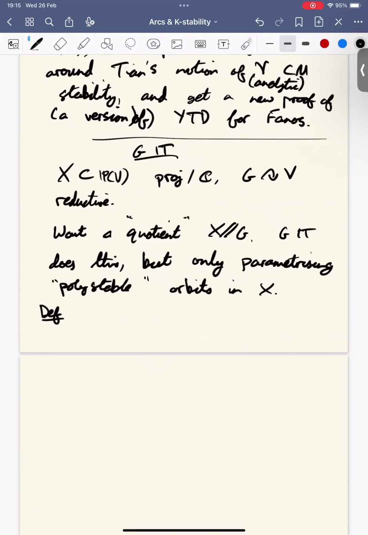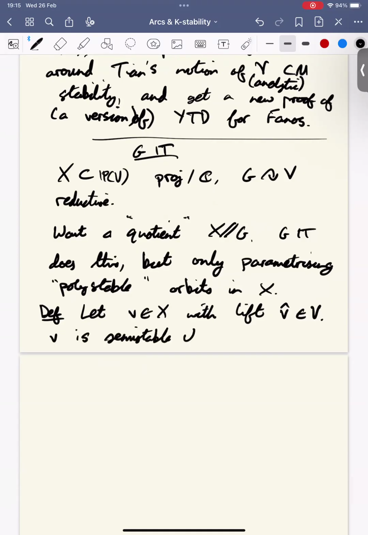So what does polystability mean? Well, first of all, I'm going to define what semi-stability means. My notation will be suggestive of what's to come later. So I'll take a point V sitting inside X with lift, so I just take any point in the line overlying it in the vector space, with lift V hat inside V. Then V is semi-stable by definition if the closure of the orbit of V hat doesn't contain the origin. Again, there are lots of different definitions of semi-stability in GIT, and usually this is rather seen as a characterization of what semi-stability means. This one will be the most convenient in actually stating and understanding the kind of results later.